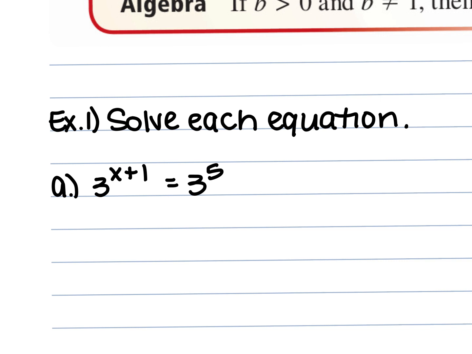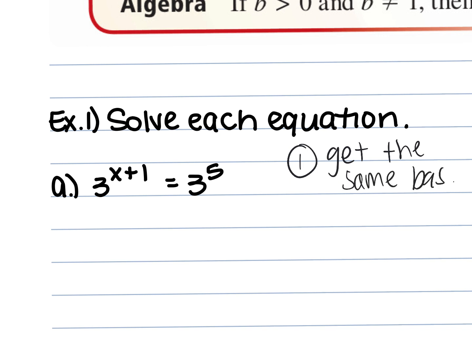In this first example, I need you to write down every single step that I do. In the future examples, you don't have to write down all your steps, okay? But I need you to do this checklist for at least the first example. Step number 1 for all of these examples is get the same what? Base. That means that base for both of the exponents should match.